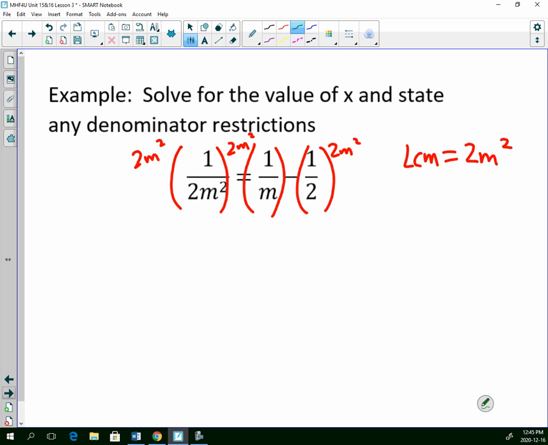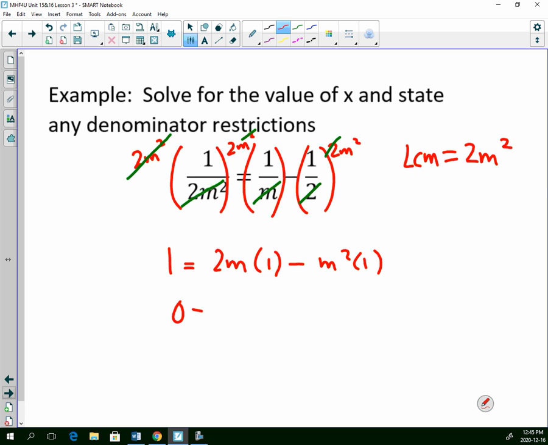So in the first term, the 2m squared reduces with the 2m squared. So we're just left with 1. In the second term, one of the m's cancels. So we're left with 2m times 1. And then in the third term, the 2's cancel. And we're left with m squared times 1.